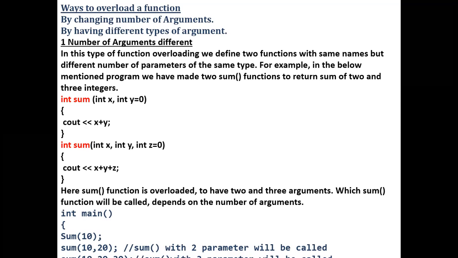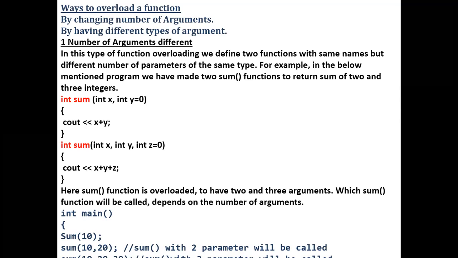In the first sum, we are passing two parameters, integer x and integer y. And in the second sum function, we are passing three parameters: x, y, and z. So we can say we are overloading the function. Function 1 will pass 10 and 20, and function 2 will pass 10, 20 and 30. Now we will see how they execute.